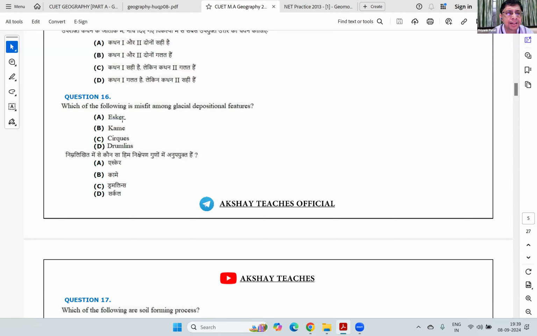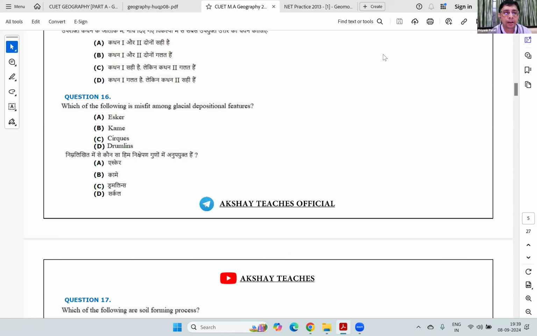In fact, esker is not a glacial depositional feature. It's a glaciofluvial feature, where you have meltwater streams coming out from the snouts of the glaciers, and they are transporting the glacial till, and they are creating the eskers that we are seeing, right? However, the best answer that we have here is cirques, because cirques are obviously glacial erosional features, so it is not a glacial depositional feature, right? So that's something which we can find out.